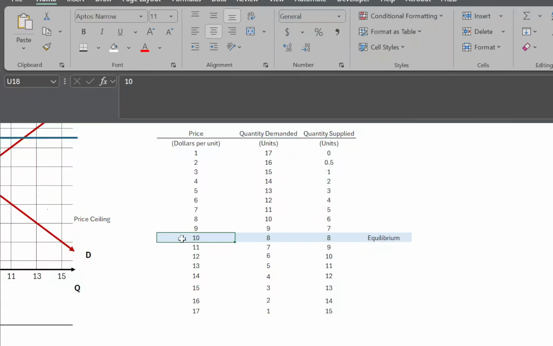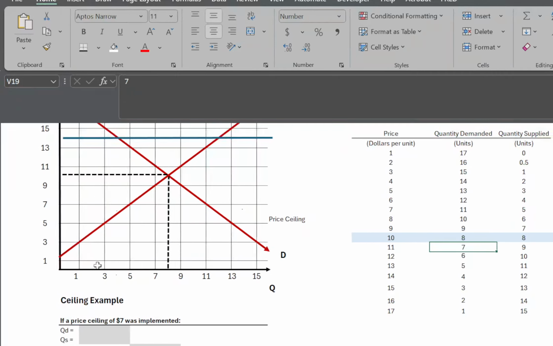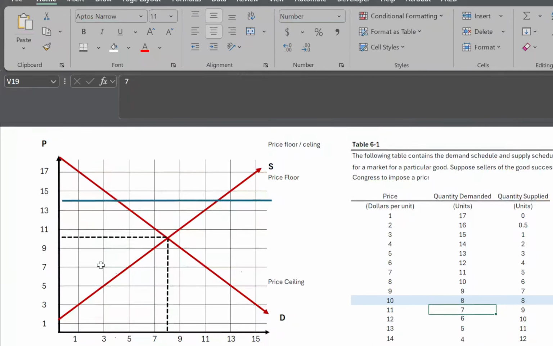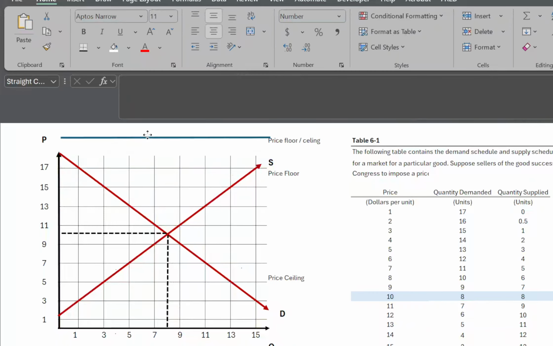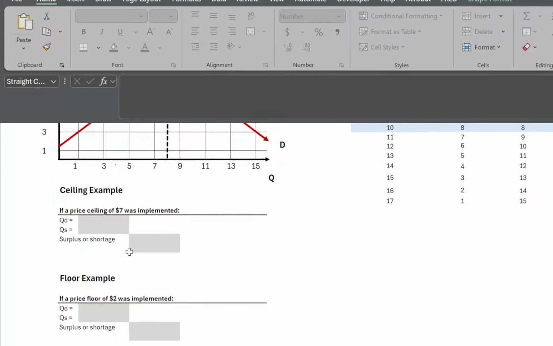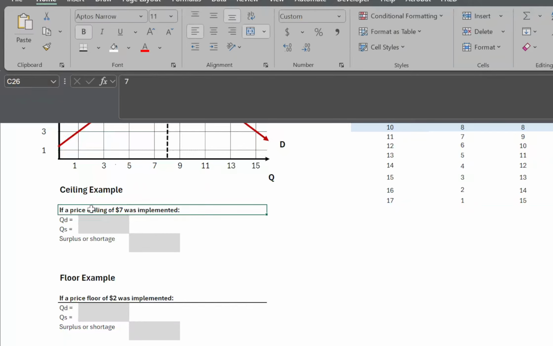So where the price is $10, the quantities are equal to each other. That's the equilibrium price, and that's the equilibrium quantity. So if we go here, the equilibrium price is $10, and the equilibrium quantity is 8. This is our government control here, a floor or ceiling that you're going to be able to use and see where the quantities are and if it impacts them. So this is robust.